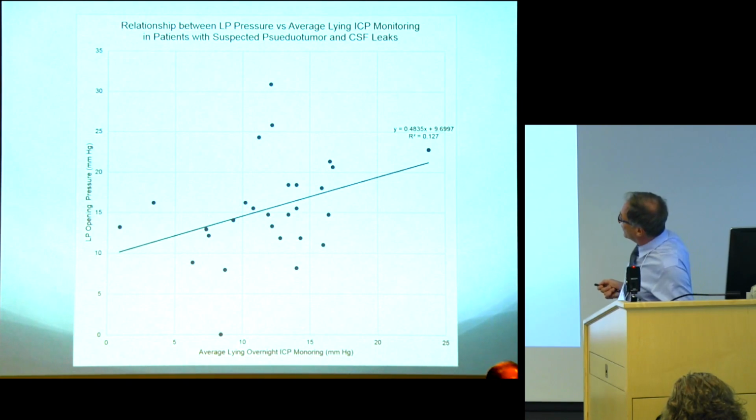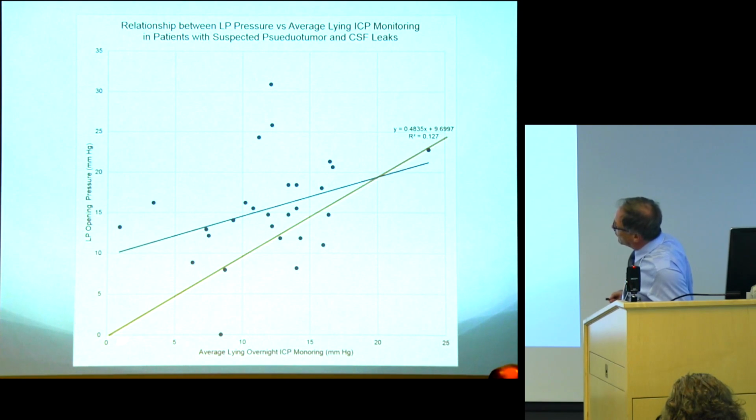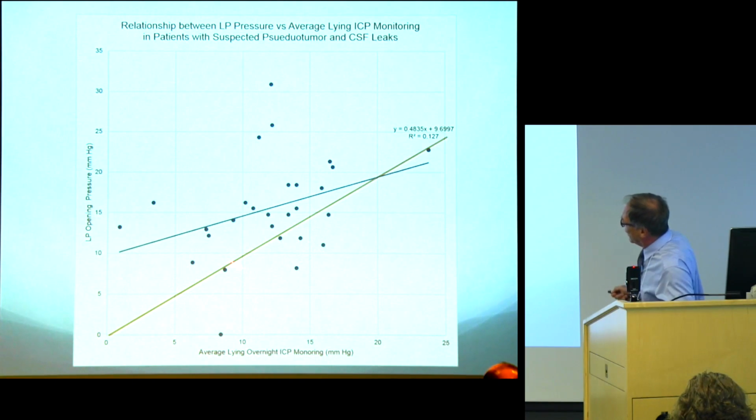This, I think, is one of the more important graphs in the findings. It shows the lying overnight average of ICP monitoring compared to the opening pressure of an LP. And there was a weak correlation here, 0.127, so no correlation. Wide variety as well. If you draw an identity line here, you'll note that the LP generally gave higher findings than the monitoring. Only 8 patients had monitoring which was below the line, whereas 20 patients had higher LPs than ICP monitoring.